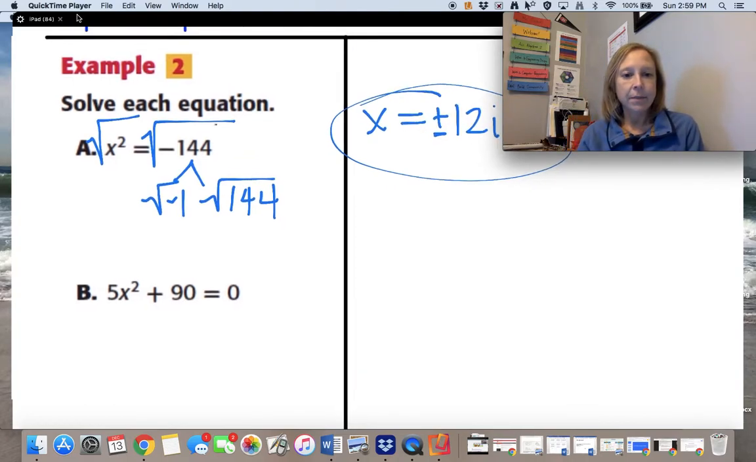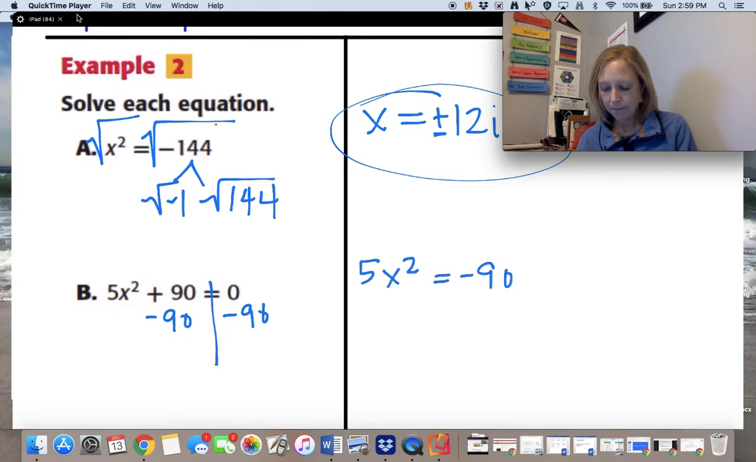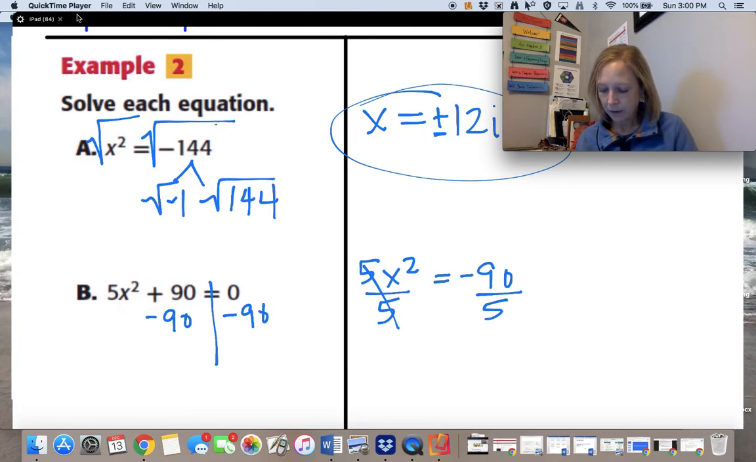Let's see here. I think the first thing I'm going to do is subtract 90. There's a couple different ways you can get started with this one. So I'll have a 5x squared equals negative 90. Now I'll divide both sides by 5. Maybe you chose to do that first when you saw this problem. So 90 divided by 5, 18. So we have x squared equals negative 18.